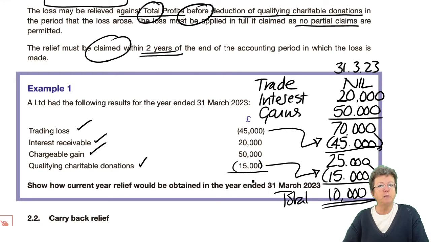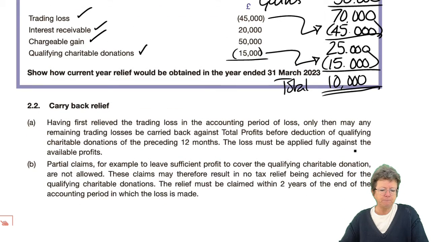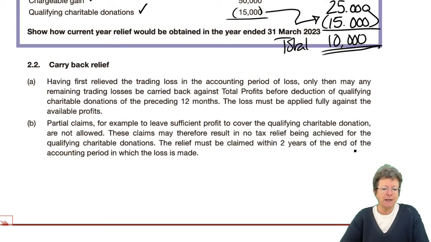Put your pro forma right. The examiner has a certain pro forma, the marker has a certain pro forma in front of him or her when marking your exam paper. So make sure your answer looks like a model answer. So that's the current year claim. What does the carryback claim look like?